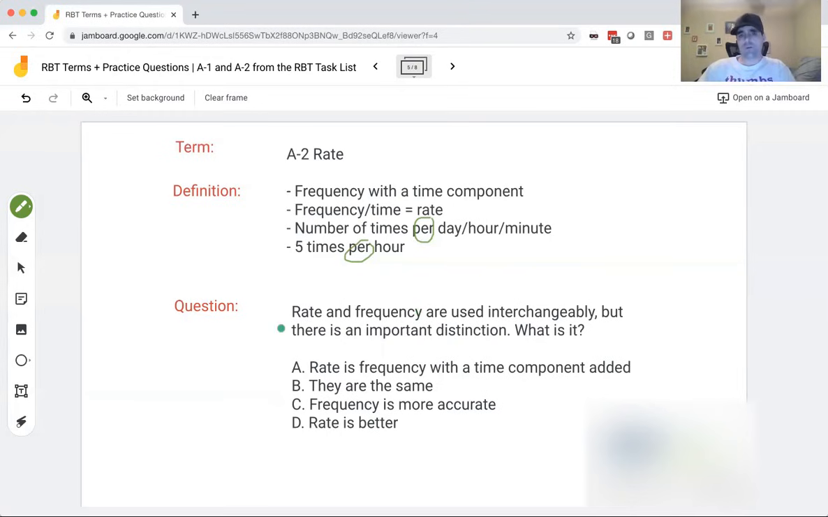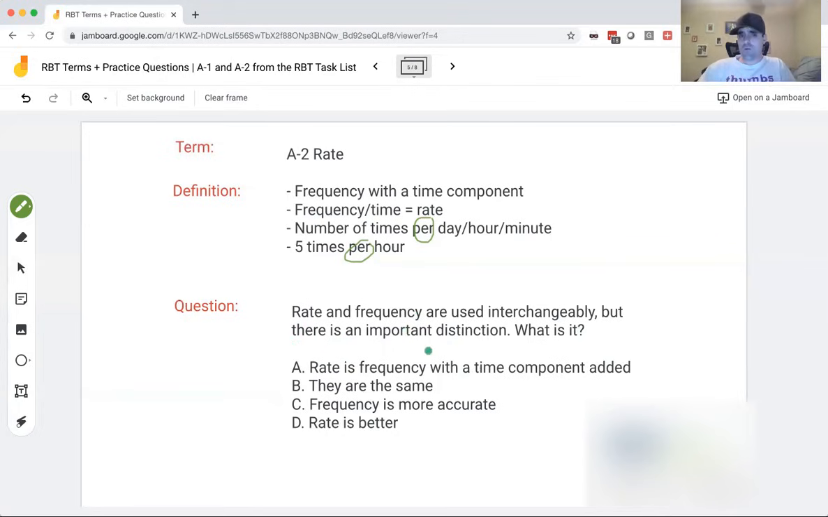So rate and frequency are often used interchangeably, but there's an important distinction. What is it? People always use rate and frequency as the same thing, because typically in ABA, there'll be some sort of rate. We want a frequency, and then we're going to say it happened that many times per hour, that many times per session, and so on. So people use them interchangeably, but there is a difference. So what is the difference?